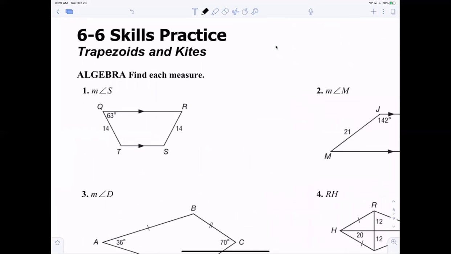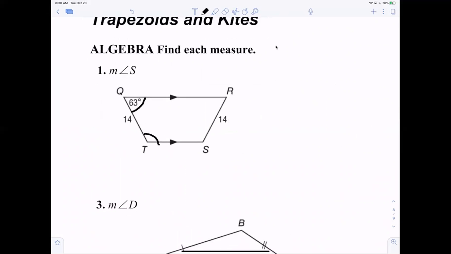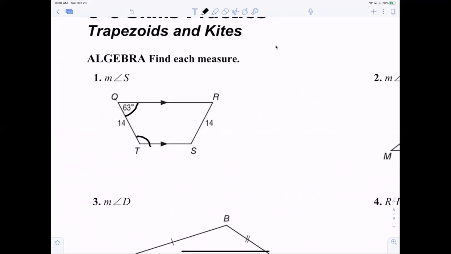Okay, so let's talk about the trapezoid. All right, the trapezoid is a special quadrilateral because it has only one set of parallel sides. The other two sides are not parallel. So what does that mean? What's true about this angle right here and this angle right here? They equal 180. Now, this is a special trapezoid. What kind of trapezoid is this called? What is it?